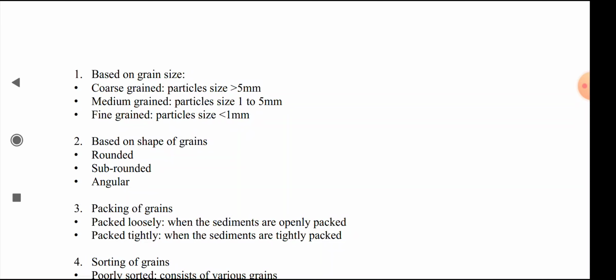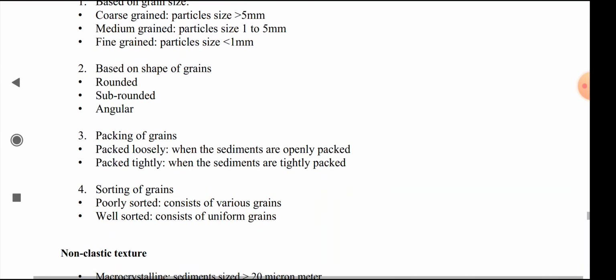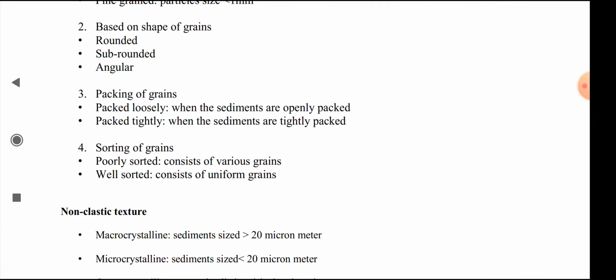Based on shape of grains: rounded, sub-rounded, angular. Packing of grains: packed loosely, packed tightly. Packed loosely is when the sediments are openly packed, and when the sediments are tightly packed, it is called packed tightly. Sorting of grains: poorly sorted, well sorted. Poorly sorted consists of various grains. Well sorted consists of uniform grains.